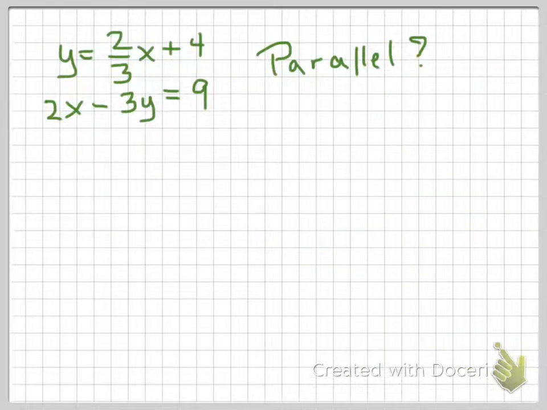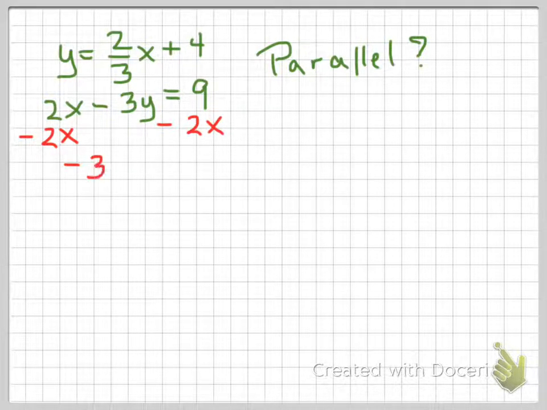If we wanted to determine if two lines from their equations are parallel or not, without graphing the lines, what we would want to do is put them into slope-intercept form. So you can see here the first line is already in slope-intercept form. Let's go ahead and put the second line into slope-intercept form and determine if it's parallel to the first line. So slope-intercept form is y equals mx plus b. I'm going to solve for y here.